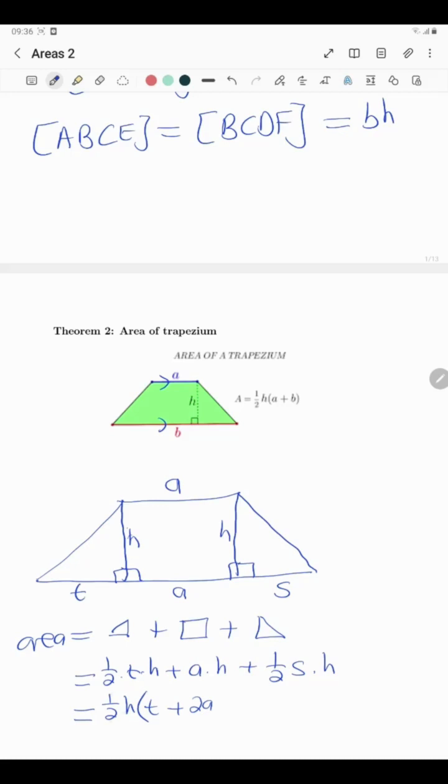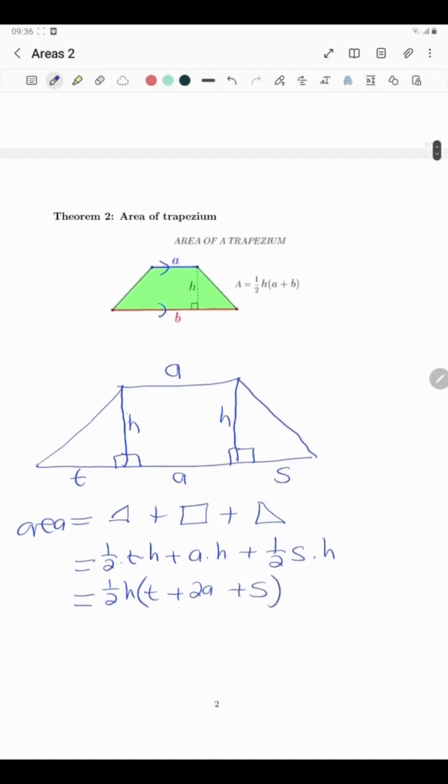Because a half times 2 will be the 1, and then you're left with a times h, which you meant to be left with. And then finally, in the last term, if I take out a half h, I'm left with s. Alrighty. And now this can be rewritten in the following manner. I can rewrite t plus 2a plus s as a plus t plus a plus s, because a plus a gives me 2a.